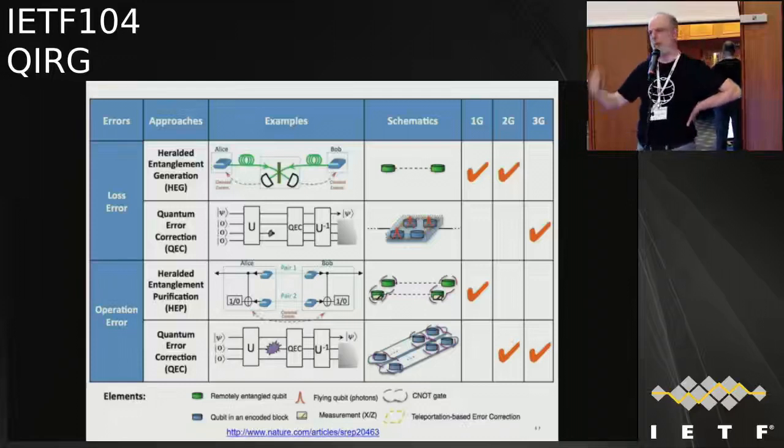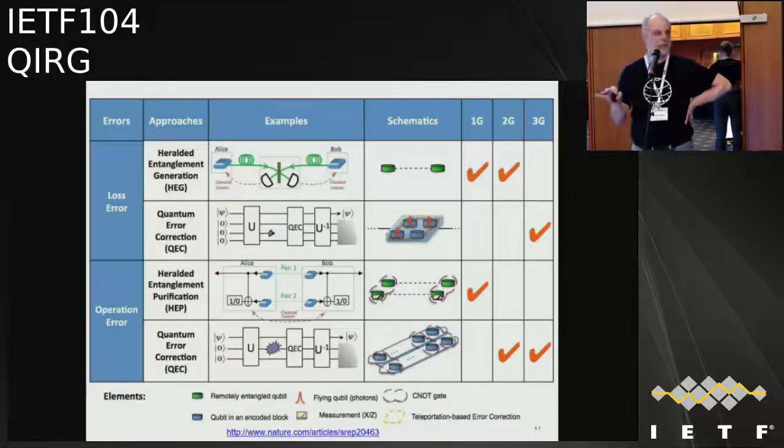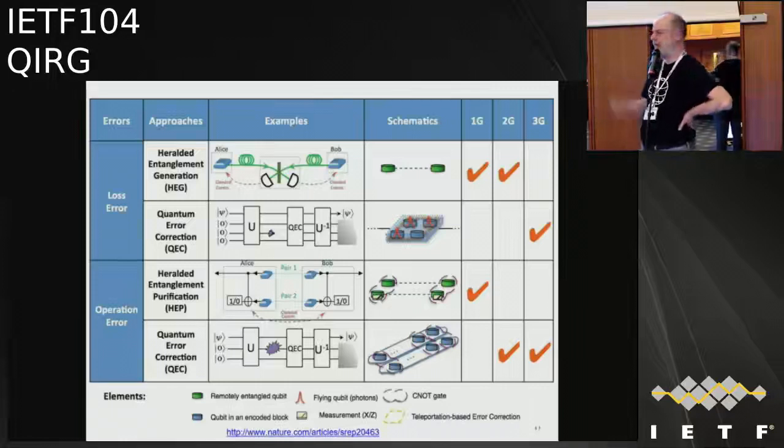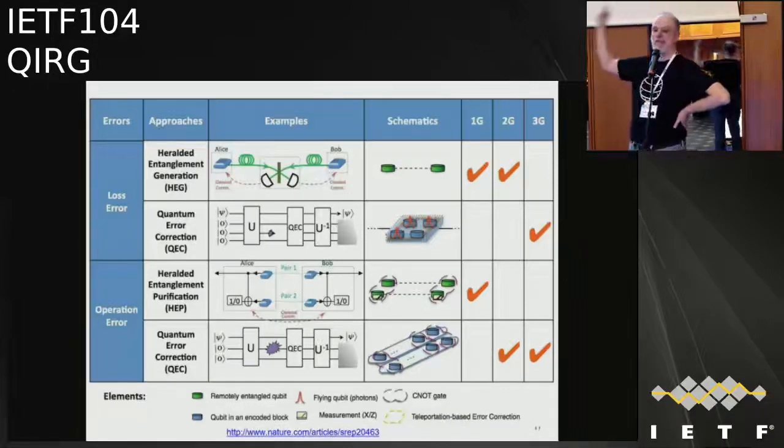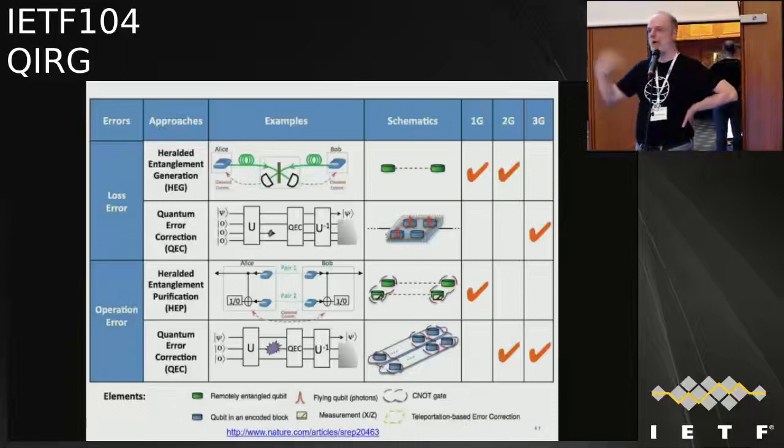They defined what they called 1G, 2G, 3G networks, and we're going to talk a little bit more about what those different kinds of networks actually are and represent. You'll notice that on the left, they describe 2 classes of errors. There's loss error, meaning the loss of your individual photons as they're going down a fiber, and then there's operational error, noise in the system, decay of your memory and whatnot.